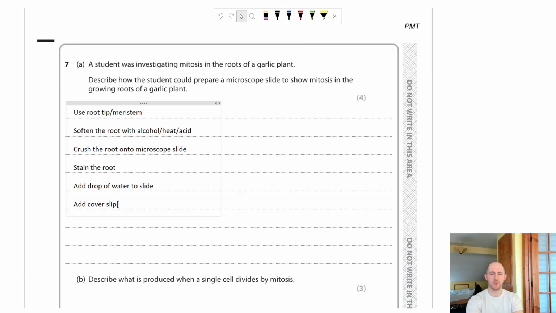In my opinion, what 2 could you do without? The softening, and maybe even the using the root tip. So these 4 are really, really important in my opinion.